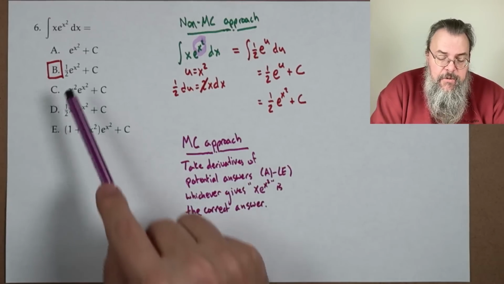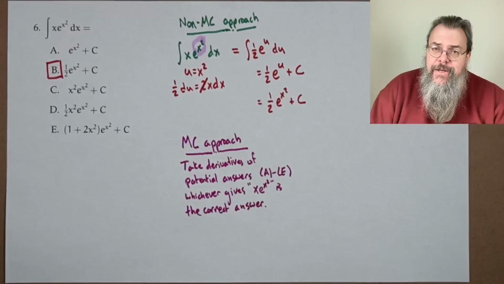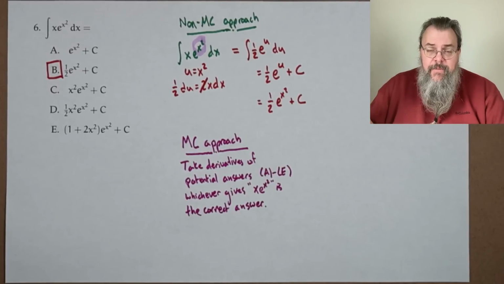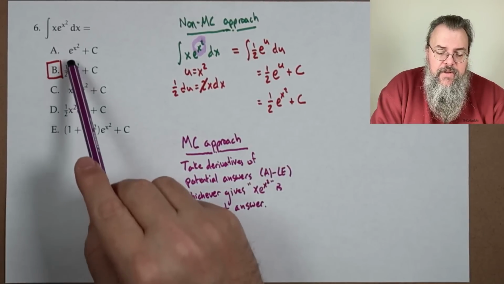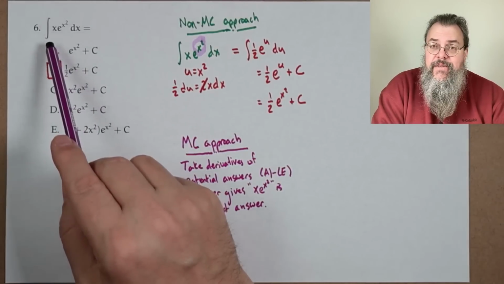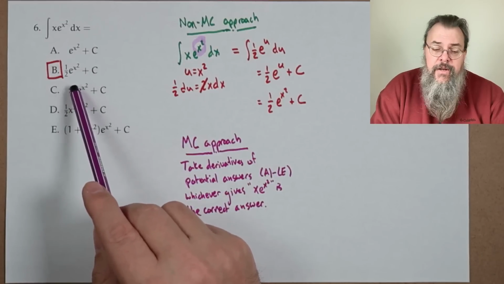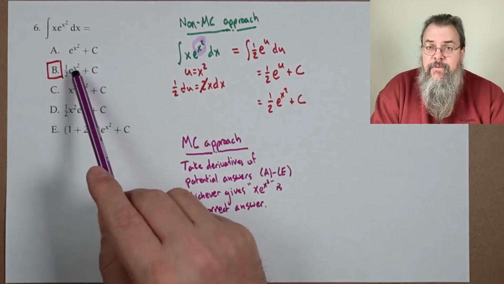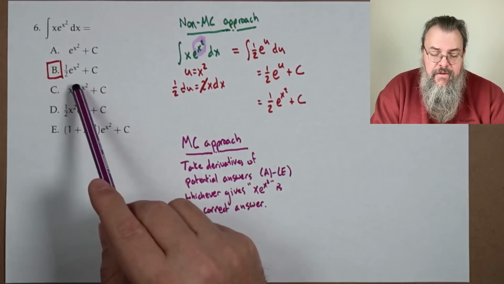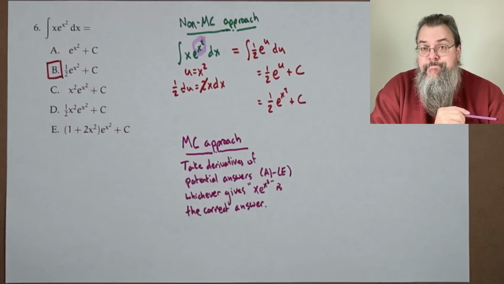So you say, all right, start with A. What's the derivative of e to the x squared? Oh, chain rule. You know, the derivative of e to something is e to something times the derivative of the inside. So the derivative of e to the x squared would be e to the x squared times 2x. Nope, doesn't match because the 2 is missing. All right, how about the derivative of 1/2 e to the x squared? Well, it's 1/2 e to the x squared times 2x. The 2's cancel. You're left with x e to the x squared. It matches, we're done.